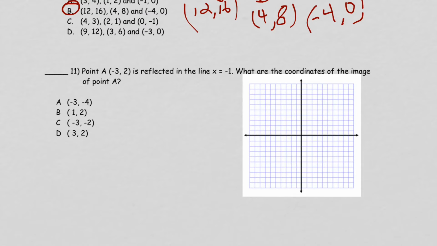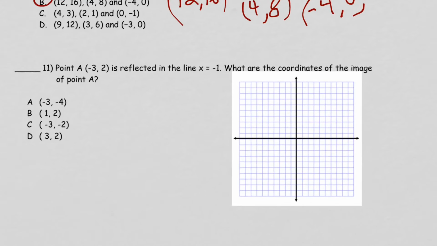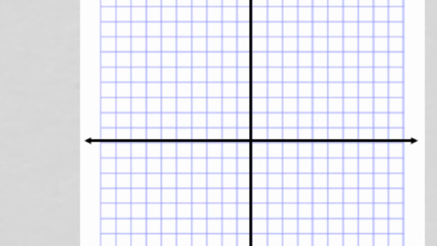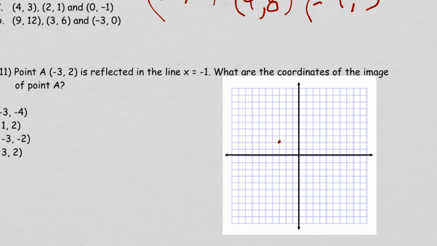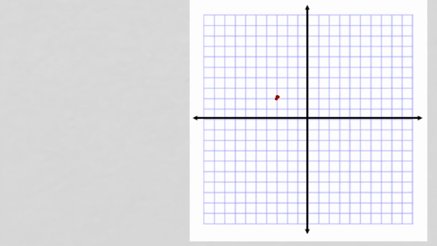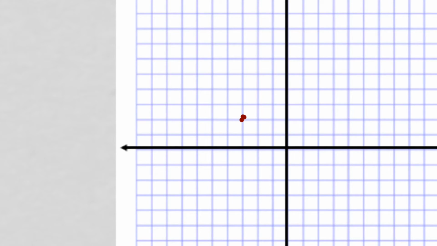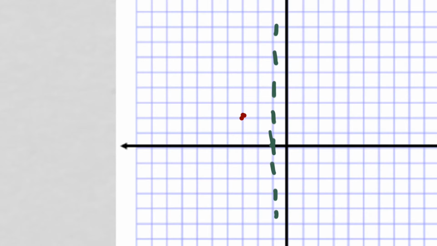Point A, negative 3, 2, is reflected in the line x equals negative 1. And then it wants to know the coordinates of the transformed image. So here is negative 3, 2, and it said that was reflected in the line. Let me see, was that x equals negative 1 or y equals negative 1? Okay, it was x equals negative 1. So since it was x equals negative 1, I know x equals negative 1 is right about here. So I know this is going to be my line of reflection.